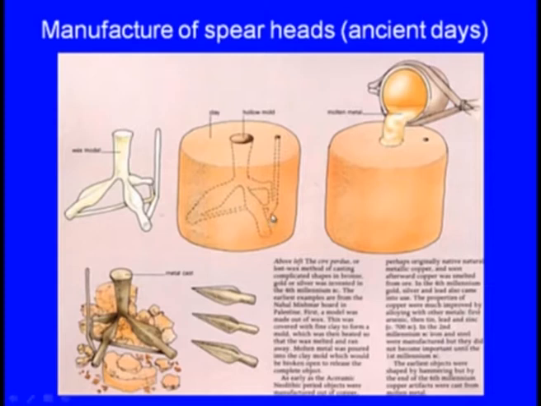After some time, the molten metal solidified, and then they broke the sand. Now you can see there is an assembly of 3 spearheads. Now they cut here, here, and here, and finally they got the 3 spearheads. This is how the ancient man manufactured the spearheads using the metal casting process.